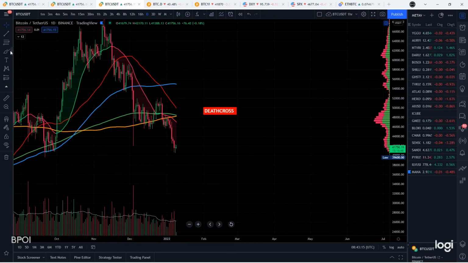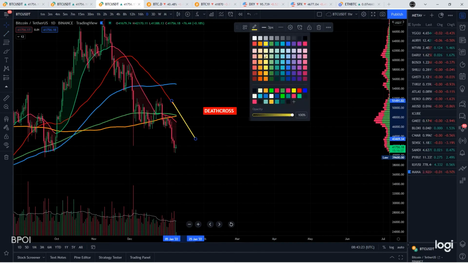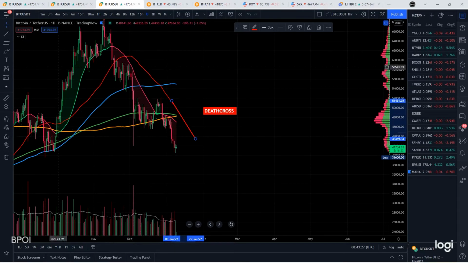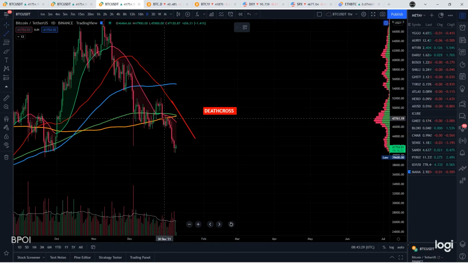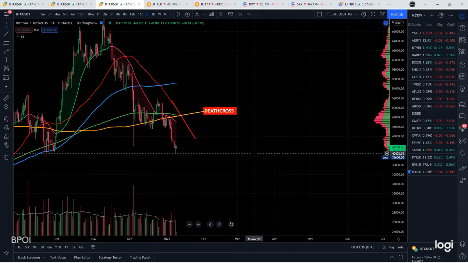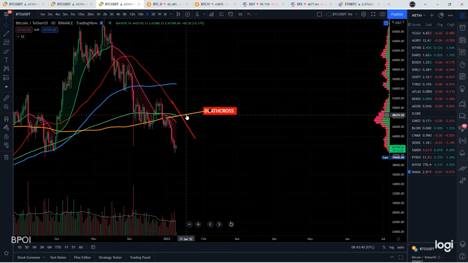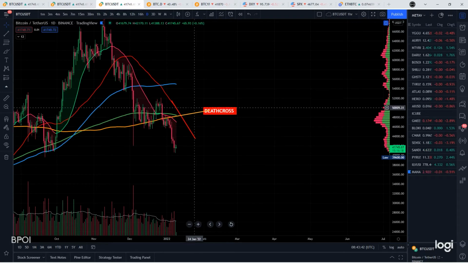So one thing you can do is grab your line tool and color one of them red. It doesn't have to be an exact match. Then grab your other one and color it gold, like so. So it gives you an idea. You're basically following the trajectory of where the SMAs are going.